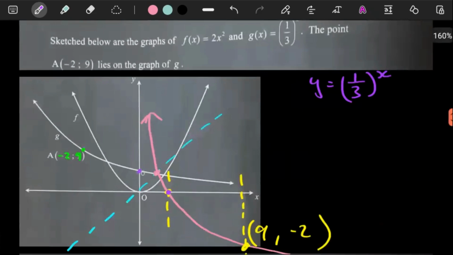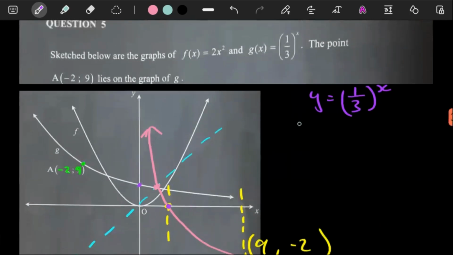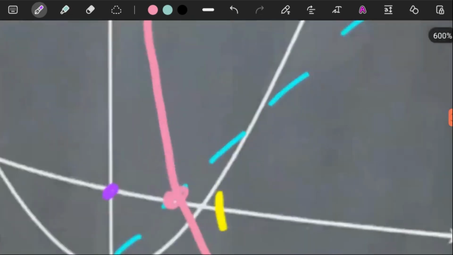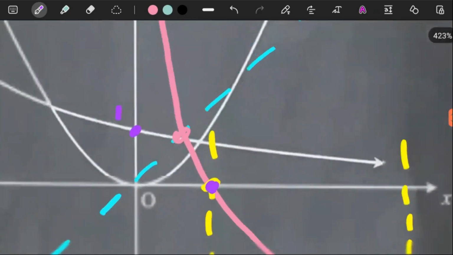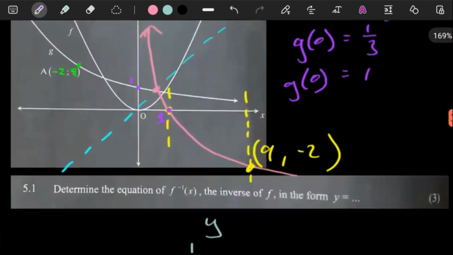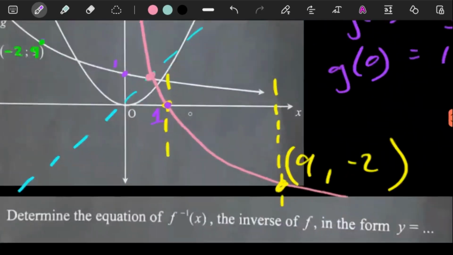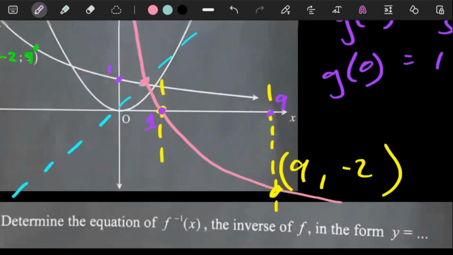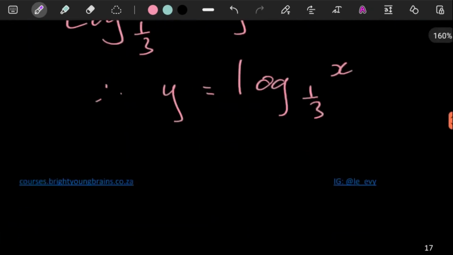So to get this value here, we have to make x equal to 0 in the original equation. So g of x, if x is 0, we're going to have a third to the power of 0, which is just 1. So if this y value is 1, it means that this x value here has to be 1 as well. So our graph is between negative 2 and 0, starting from where x is 1 up until where x is positive 9.